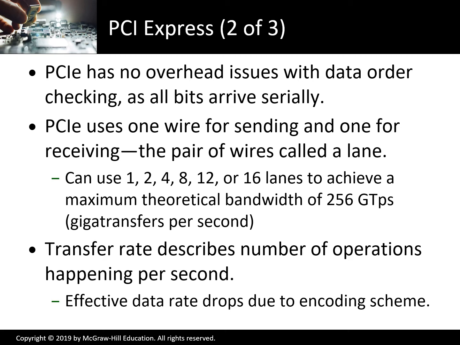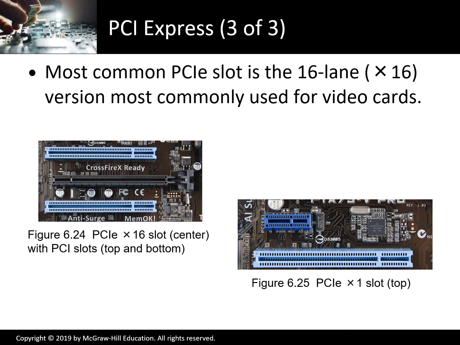PCI uses one wire for sending and one for receiving. And theoretically, you could send 256 giga transfers per second through. What will we ever do with that, Mr. Webb? Well, we'll find 3D computing that will need it, or virtual reality. And the transfer rate describes the number of operations handled per second, yada, yada. Now, the most common PCIe is the 16-lane version used for video cards.